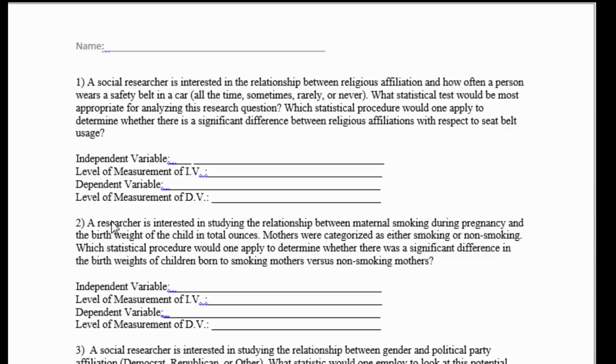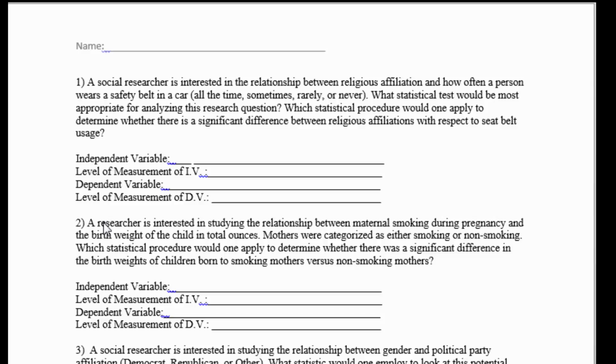Welcome to a walkthrough of Worksheet 1. Today we're going to be learning about independent and dependent variables, levels of measurement for each variable, and practicing some math skills. So the first thing we're going to do on the worksheet is read through word problems, determine our independent and dependent variables, then determine the level of measurement for each.